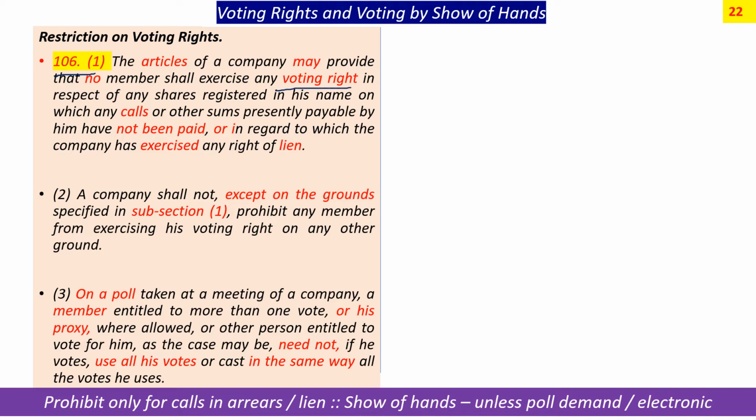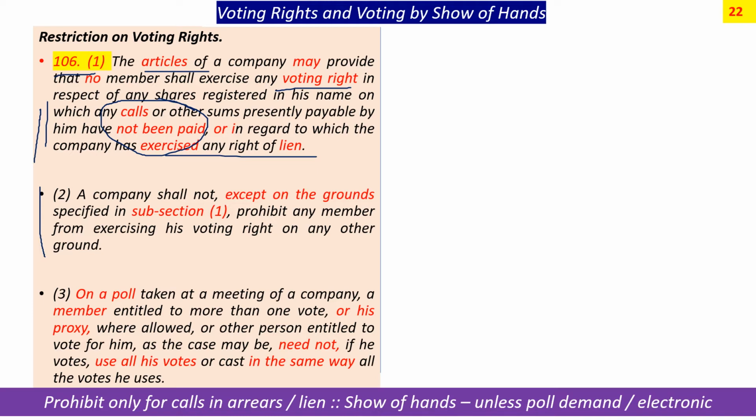voting right is the right of a member, but articles may provide that the right may be prohibited from being exercised if there are calls in arrears. If a shareholder has not paid his calls on the shares, the articles may prohibit him from exercising his vote. But it is a right of the member. Yes, but the right of the member can be stopped.